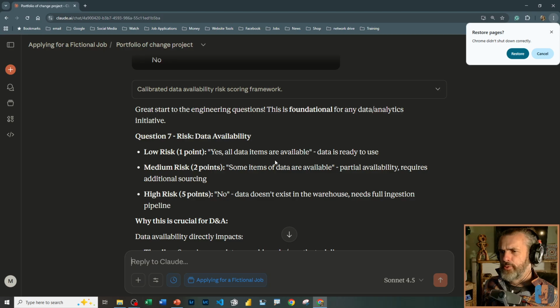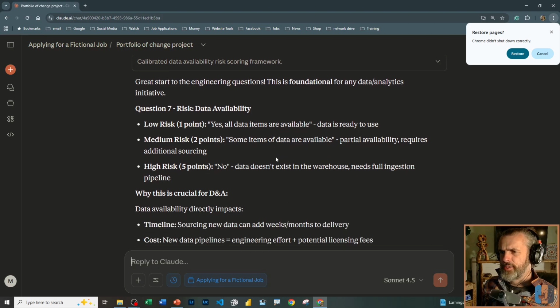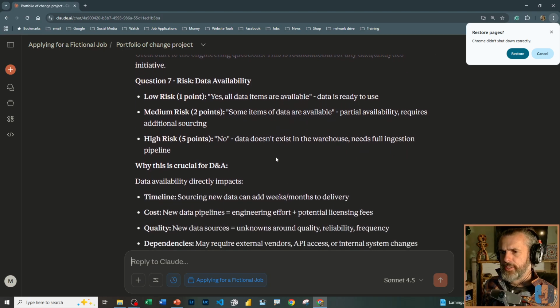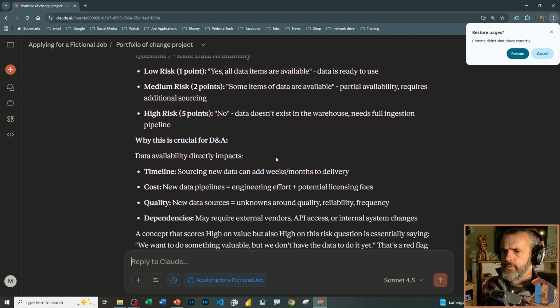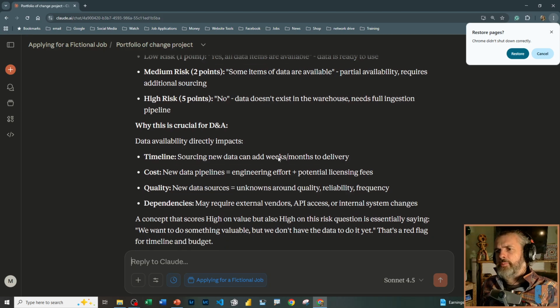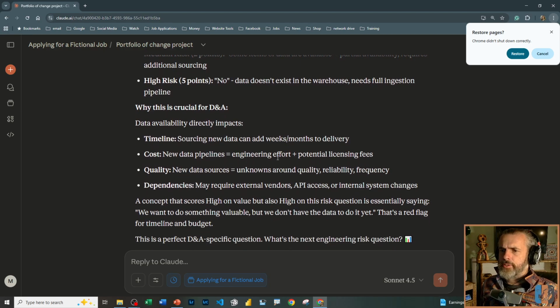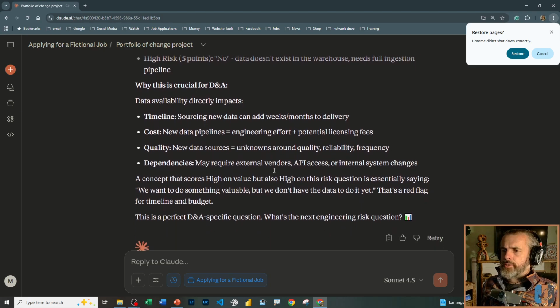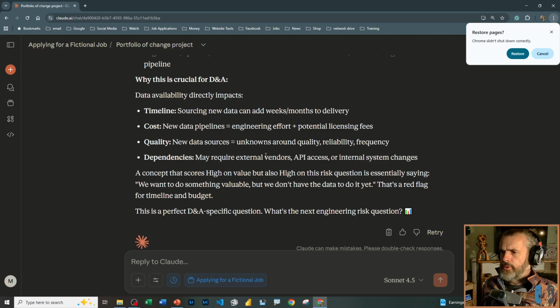So risk point 1: yes, everything's available; some data's available; no, data's not available. Why this is crucial for data analytics: data availability directly impacts timeline, cost, quality dependencies. A concept that scores high on value but also high on risk is essentially saying we want to do something valuable but we don't have the data to do it. This is a red flag for timeline and budget. Great.